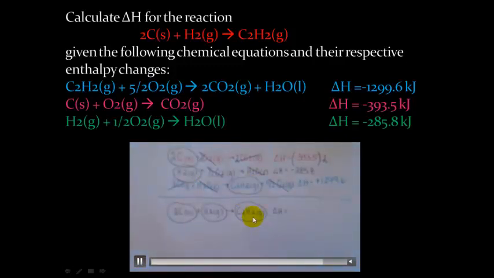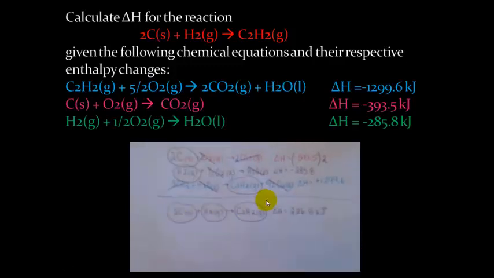what we wanted. So we know we've done this correctly, and now all we need to do is add together our delta H's to get an overall change in enthalpy for this reaction. So when we add these all together, we get an enthalpy change of 226.8 kilojoules.